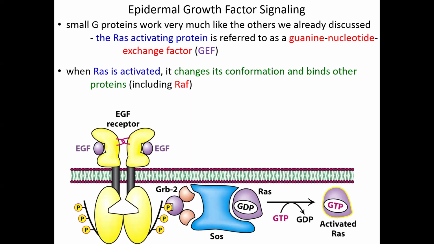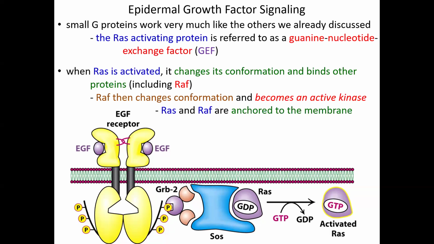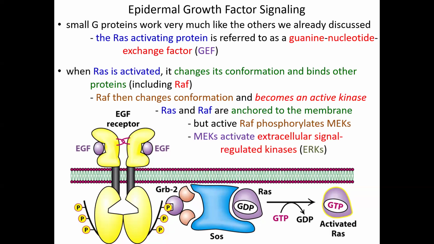When RAS is activated, it's going to change its conformation, it's going to bind to other things, it's going to activate other things, and one of the things that RAS is going to activate is RAF. RAF changes its conformation, and RAF is an active kinase. However, RAS and RAF are anchored to the membrane, and we need the signal to be transduced into the cell. So the active kinase RAF is going to do what kinases do. It's going to phosphorylate MEKs. MEKs are mitogen-activated kinases. MEKs are going to activate extracellular signal regulated kinases, or ERKs.